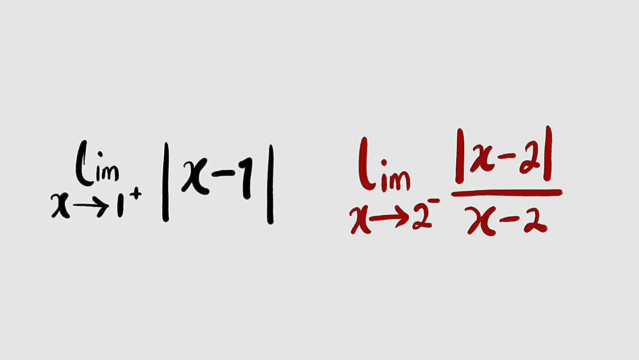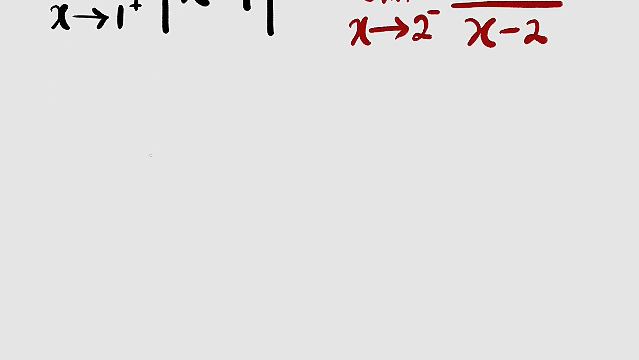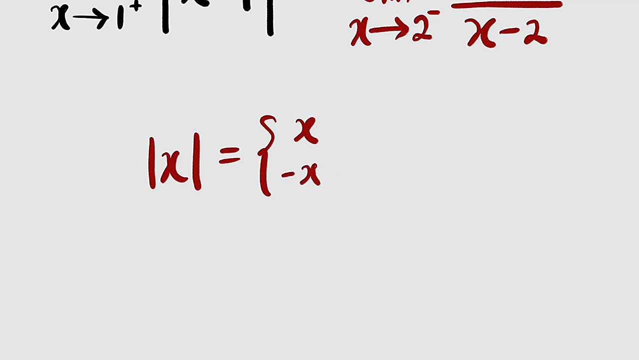Before we start, I would like to remind you of something. Remember that the absolute value of x is a piecewise function, right? x could either be positive or negative, depending on the condition. x is positive if x is greater than or equal to 0, and x is negative if x is less than 0. So this information is very important in dealing with these limit problems.